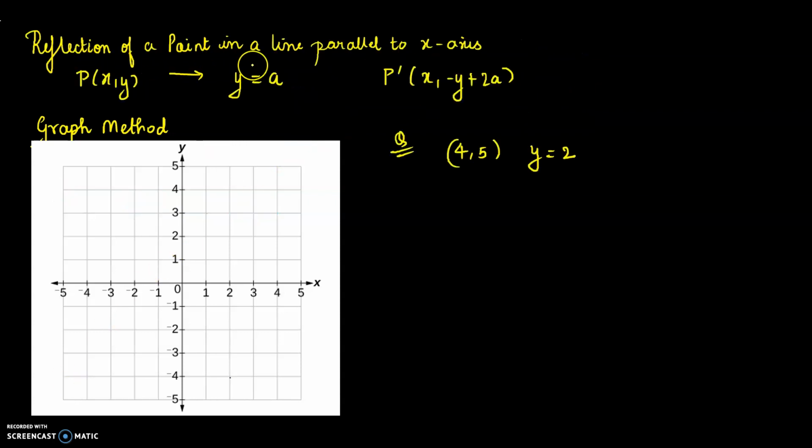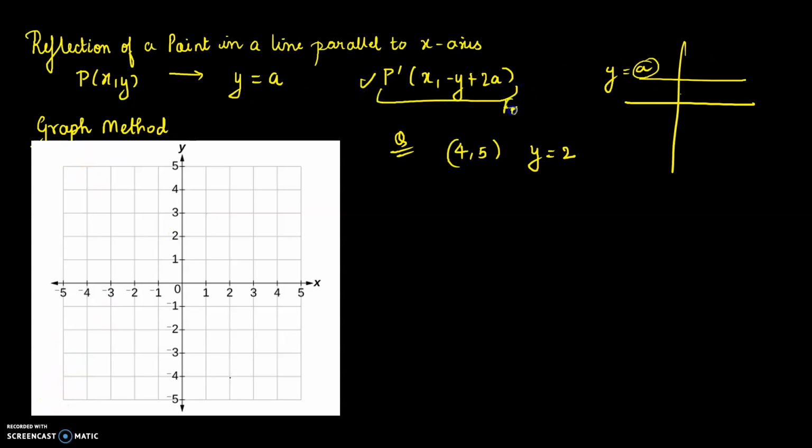Now, reflection of a point in a line parallel to the x-axis. Whenever we say that a line is parallel to the x-axis, this means that there is an equation y = a. Now this a can be any coordinate like 1, 2, 3. We will do it by the graph method and also by the formula method. The formula is given here. You can directly put the values and you'll get it. But you have to also do it by the graph method since graphs will be provided in the examination and you have to show the working there.